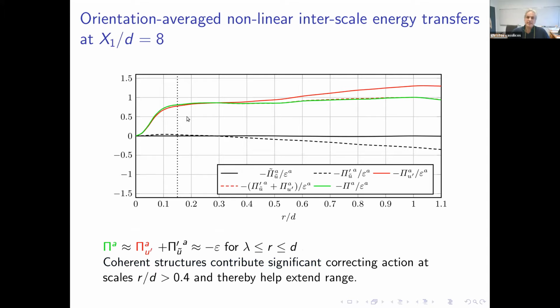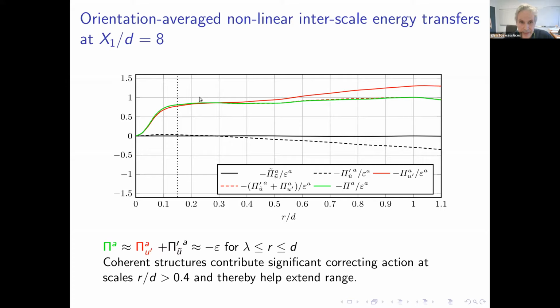Here is the same thing, but at x1 over d equals 8. And this is the interscale transfer, this green line here, which is indeed equal to the sum of these two terms. One term is just the stochastic fluctuations cascading down the scales, full fluctuations of energy. And this one is the term where coherent fluctuations cascade incoherent fluctuations of energy. They behave as if actually they contribute to an inverse cascade. But they are important to keep things constant over the region where we saw the interscale transfer being constant before.